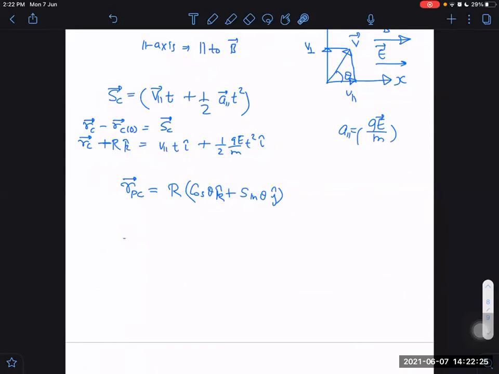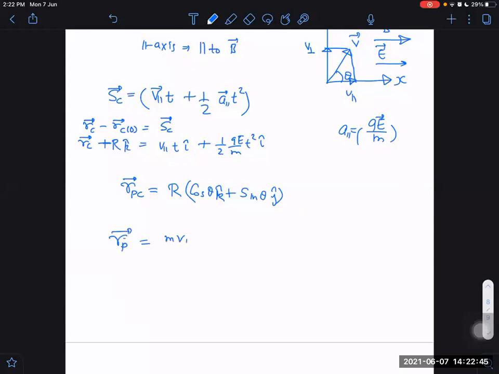Now it is becoming V parallel into T I cap plus half of QE by M into T square I cap. So you know the final result will be obtainable from here, right or not? Final result means the position vector of P point.